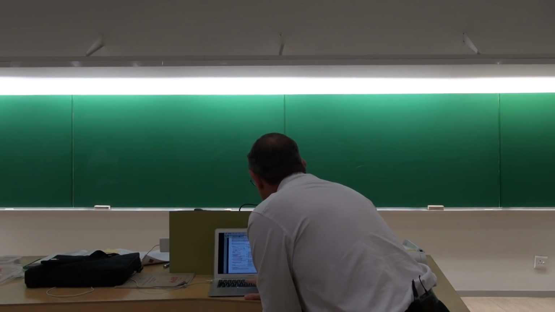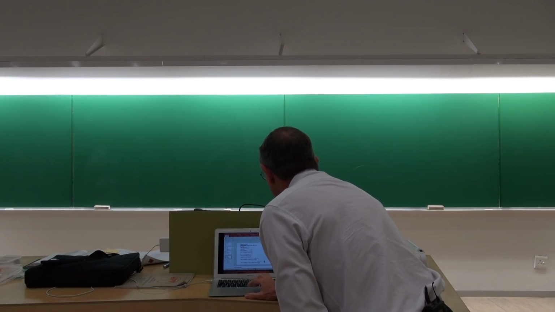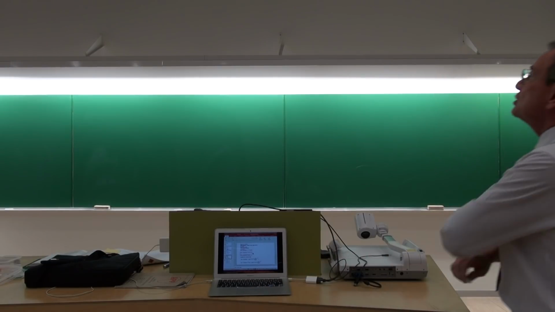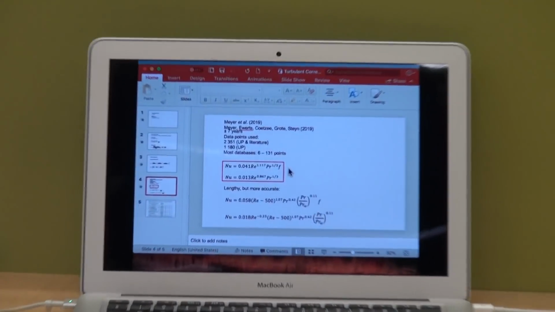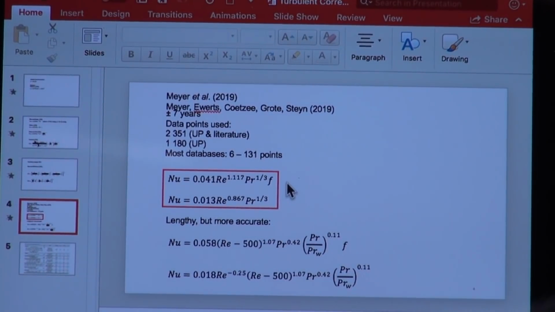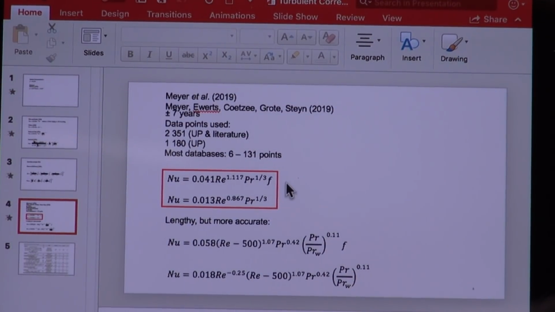Right, let's go back to the equations. There they are. You'll see the first equation is given as a function of friction factor. You can use it like that, or if you realize that the friction factor can be determined like this, you can do the substitution into it, and that is the result of the next equation, which is Nusselt number is equal to 0.013 Reynolds to the 0.896, Prandtl to the third.